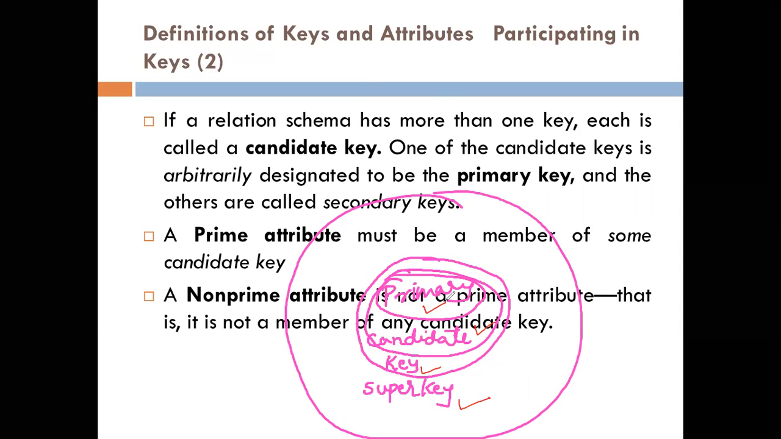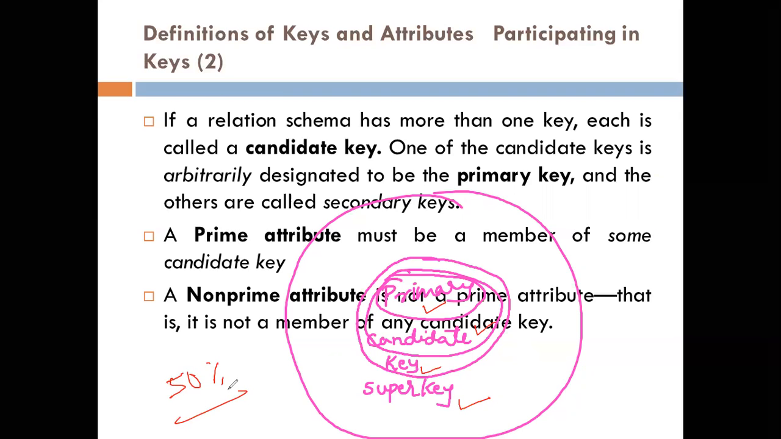So these are the definitions. When we first hear all the terms, they look the same and similar, but this is the difference between these four terms. If you understand the difference between these four terms, then I say 50% of DBMS concepts is clear.